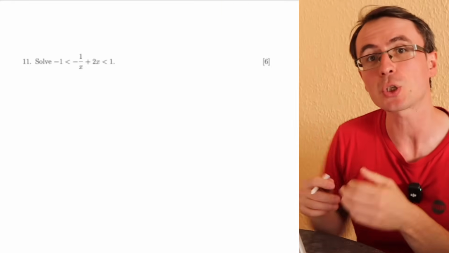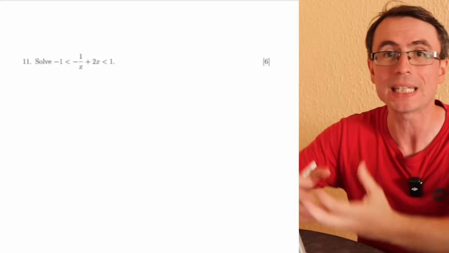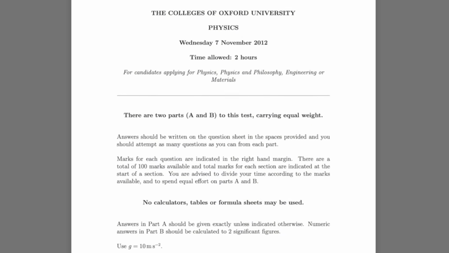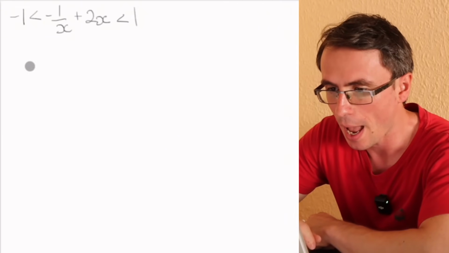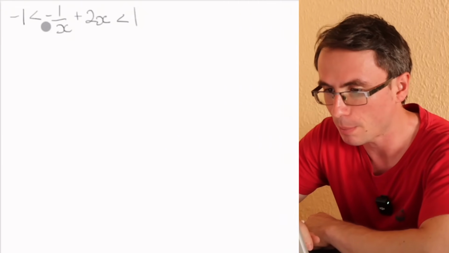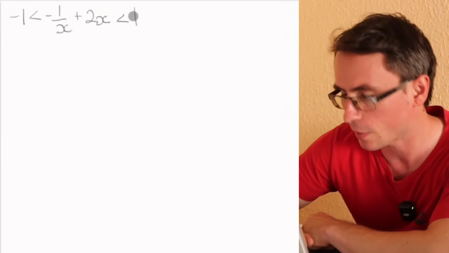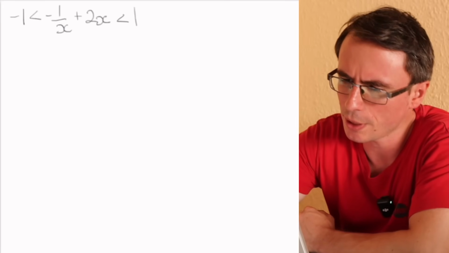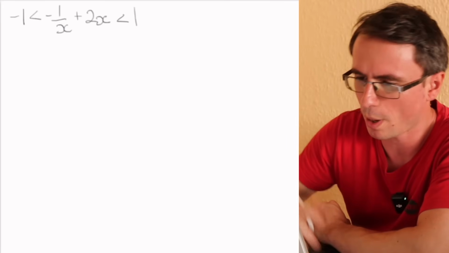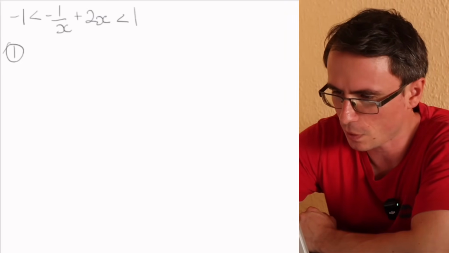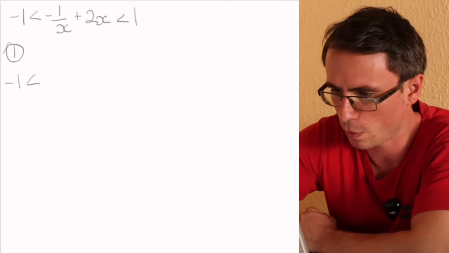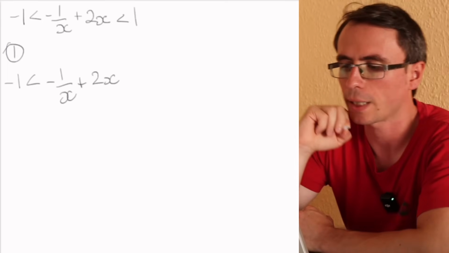Let's do some maths. So what we're going to be solving today is actually an inequality from the Oxford Physics admission tests. We have a compound inequality: -1 has to be less than 1 over x plus 2x. If we were to split the inequality into two parts, let's just rewrite them out over here. Let's say that the first inequality is going to be -1, which is less than 1 over x plus 2x.